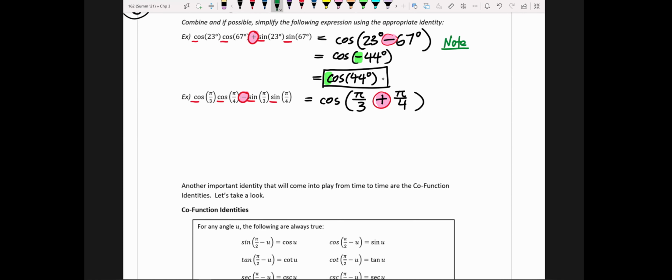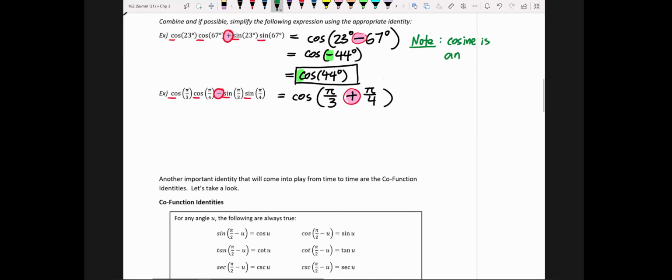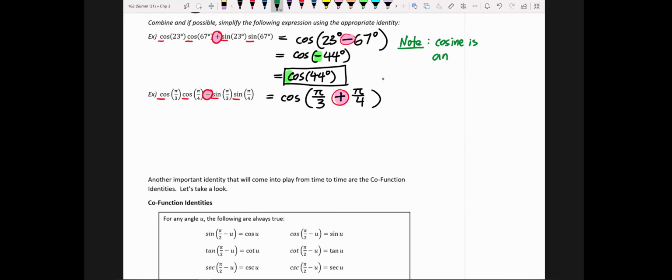And as Stephanie reminded us, cosine and secant are even functions. Sine, cosecant, tangent, cotangent are odd functions. So cosine is an even function, which means that f of negative x is equal to f of x.